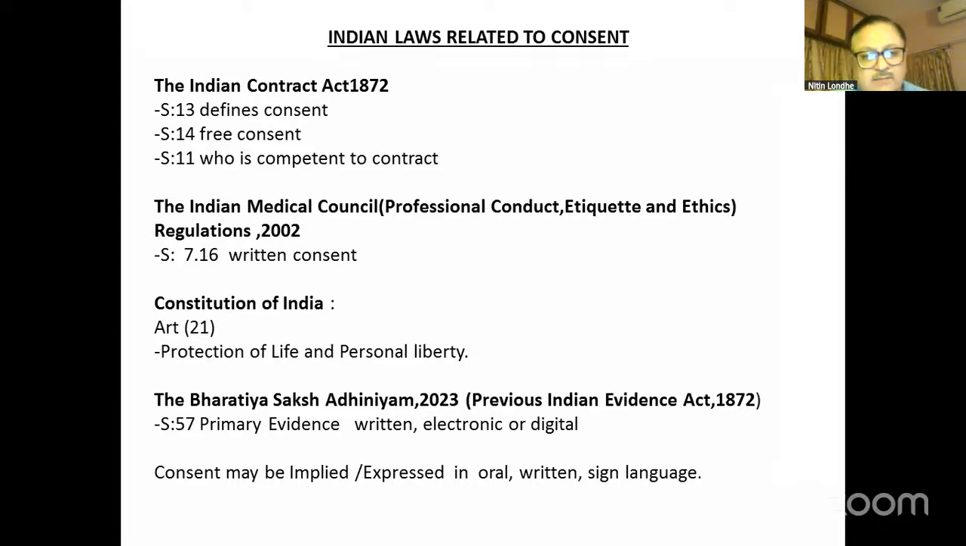Therefore, consent, though it can be implied or expressed in oral, written, or sign language, is accepted as evidence either in written form or electronic form.